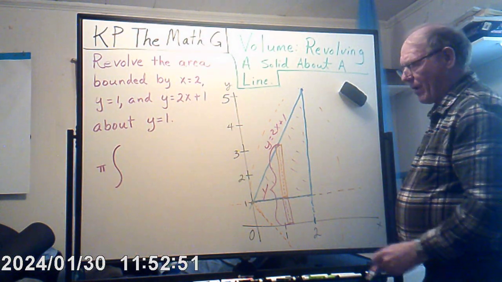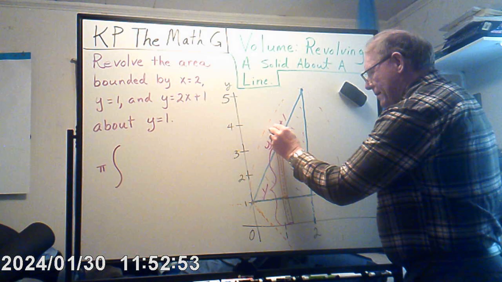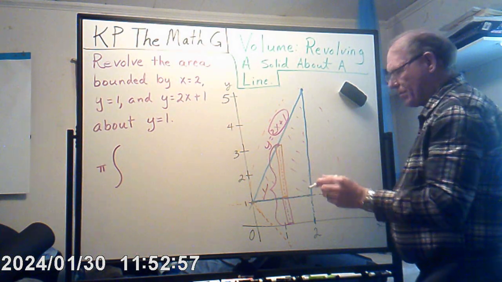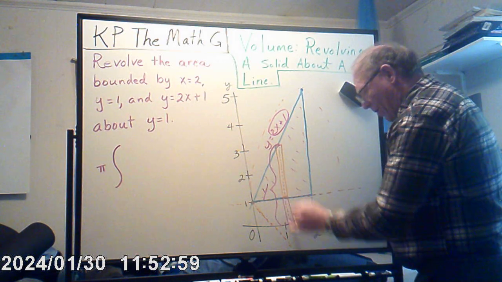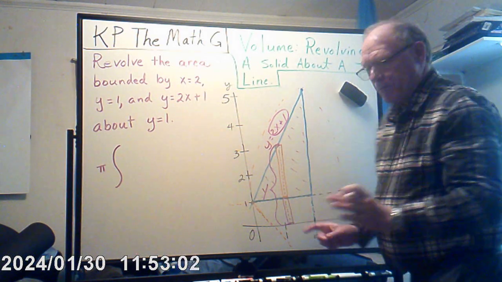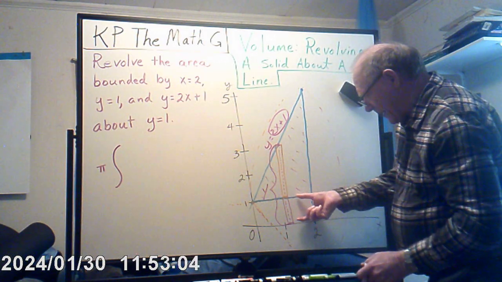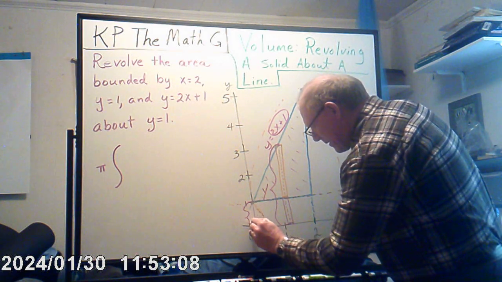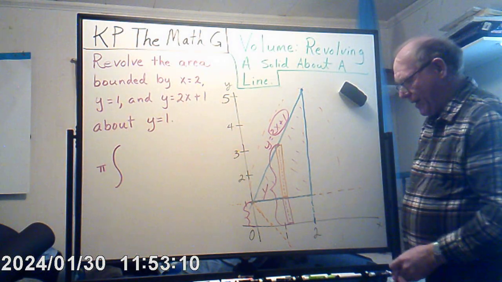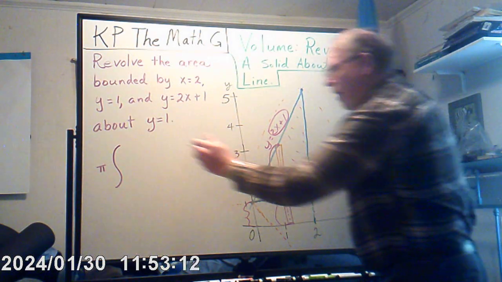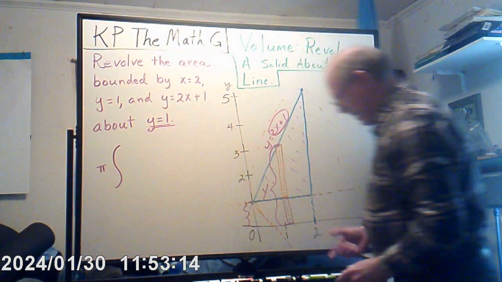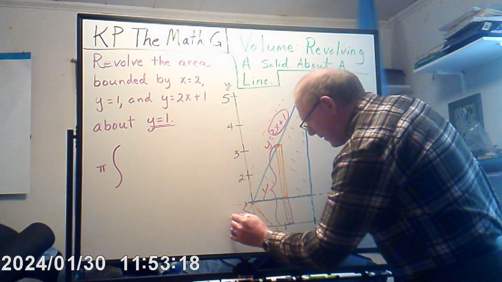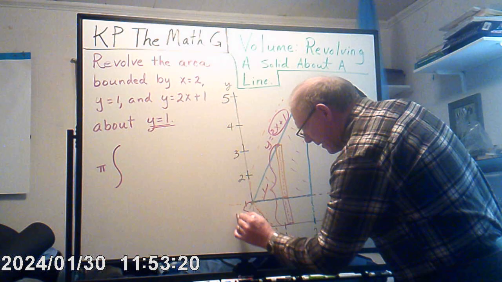Okay, but what is y? y is 2x plus 1. So right there, this whole height is y. But that's too much, because we have to subtract off how high this is. Surely we know how high that is, because we said y equals 1, so that's 1 unit high. So this height here is 1.